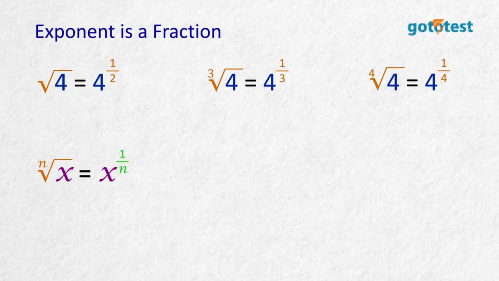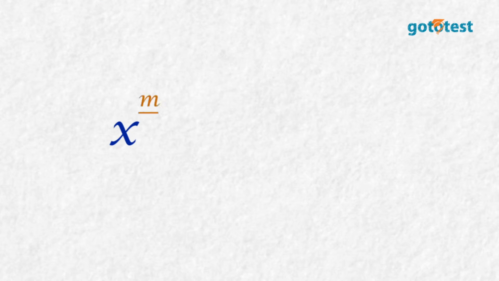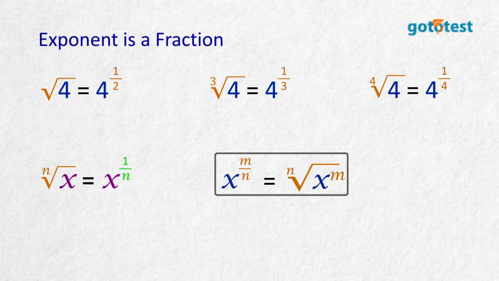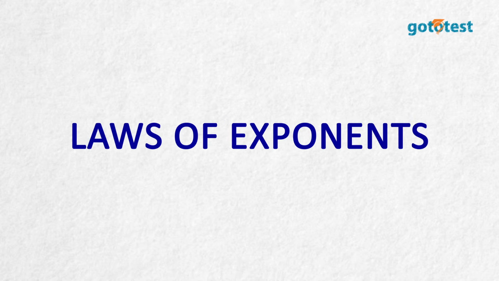Now, let us understand the number written as x to the power m upon n. We know that n in the denominator of the exponent means nth root of the number x raised to m. Understand this carefully. Now, let us understand the laws of exponents.